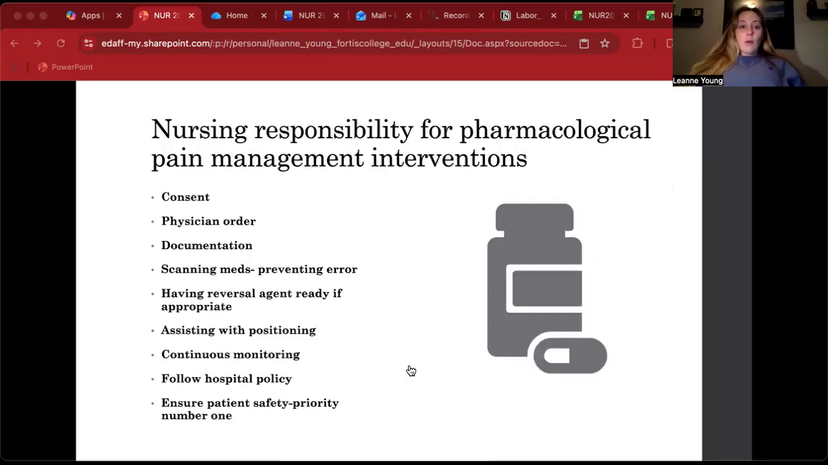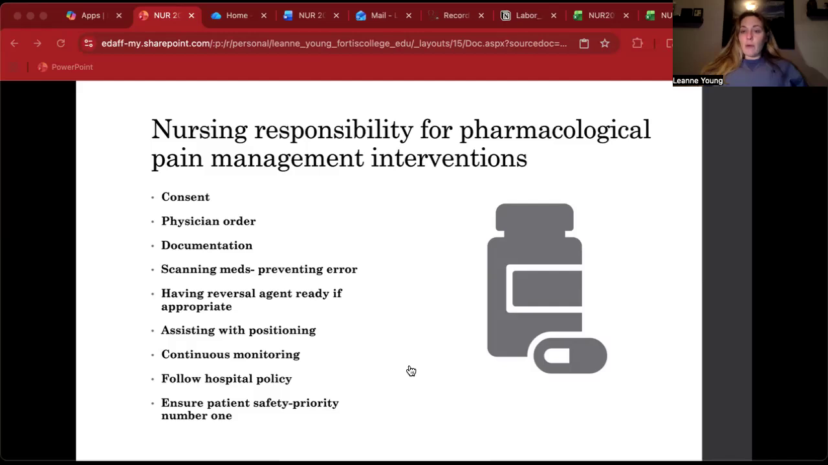Okay. What is our responsibility for pain management interventions? We need to get consent. We need to make sure a patient is okay, especially with an epidural. If the anesthesia provider is getting consent, we need to witness that consent and be aware that mom is okay with receiving the pain management. We need to have an order. So we're not just going to let the mom get an epidural whenever she wants one. We need to make sure that the physician that's ordering it is okay with her having it. We're documenting whatever that looks like at your facility. Scanning meds in order to reduce med error.